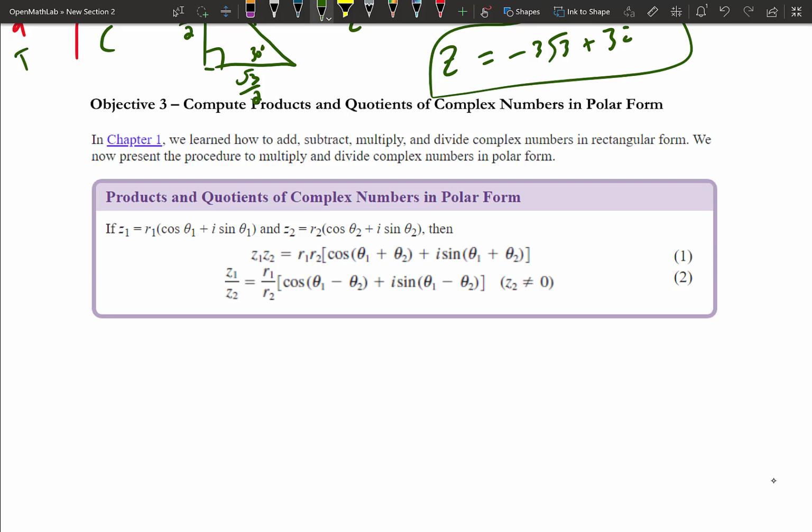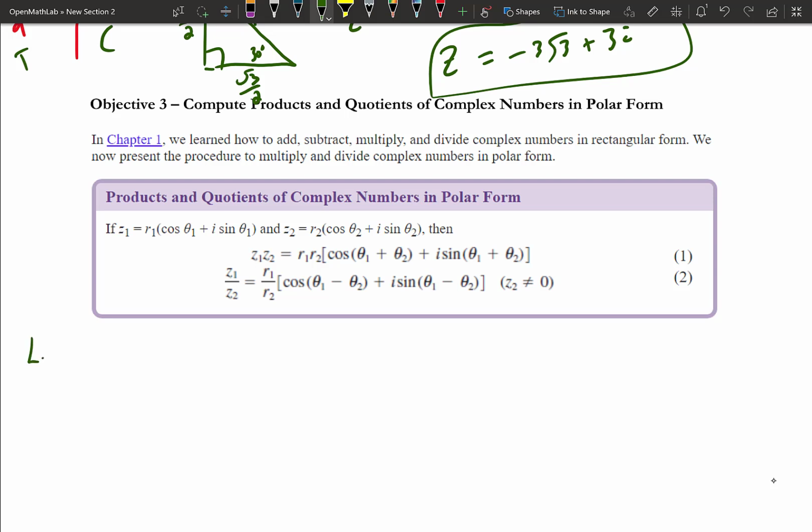So I have this box taken from the textbook that just shows, if you have z1 equals r1 times cosine of theta 1 plus i sine of theta 1, and z2 equals r2 cosine theta 2 plus i sine theta 2, then we have the product and quotient formulas. So I just want to present how to come up with equation 1, the product of complex numbers in polar form, and then I'll post a video of the quotient form in case you're interested.